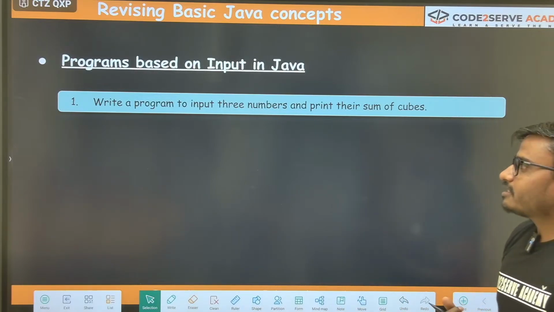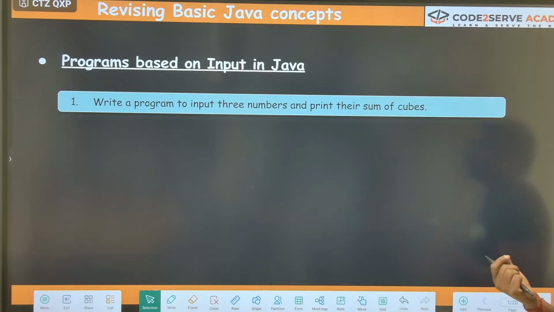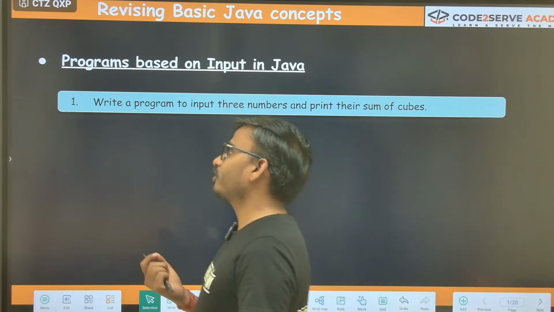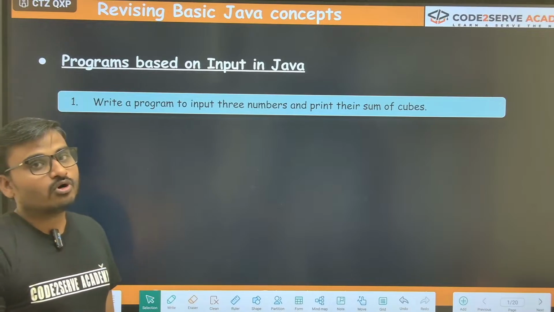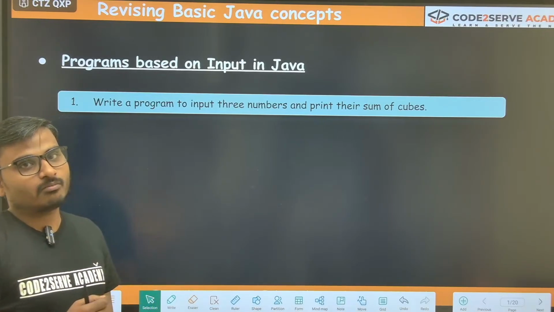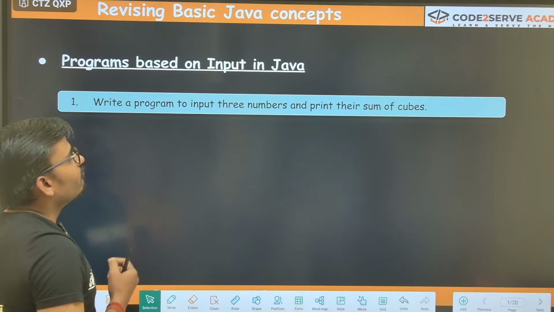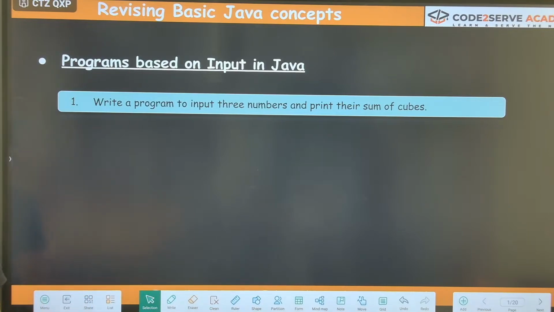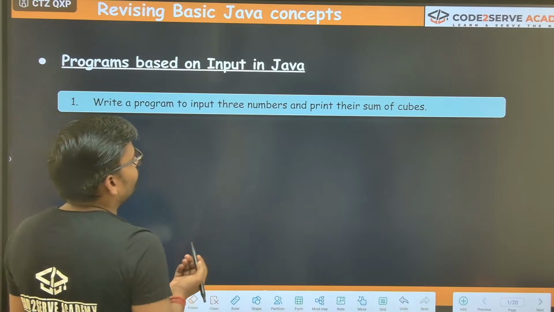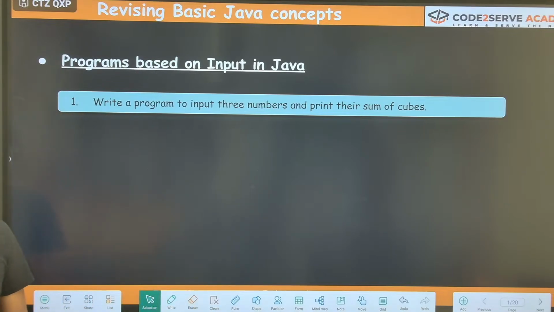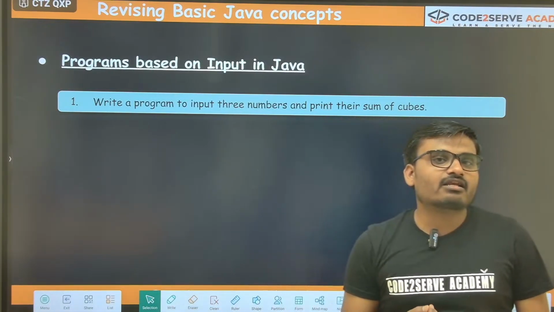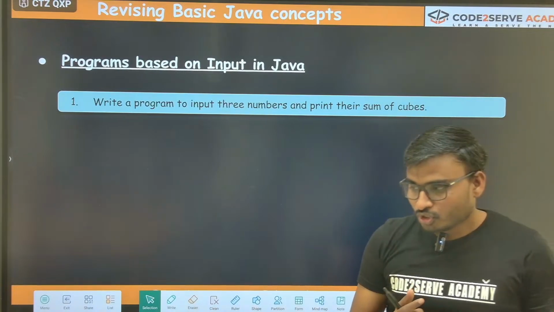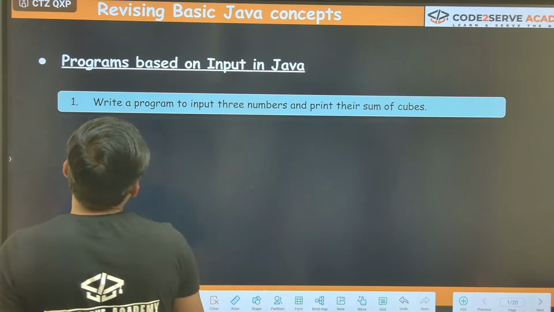So the first program is: write a program to take input of three numbers and print the sum of their cubes. So you are being told that you have to take input of three numbers and then print the sum of the cubes of all those numbers. Okay. So for this, first you have to take three numbers as input. To take input, you have to keep in mind that you first have to import Scanner. You already know the Scanner class is present inside the util package. So your first task will be to import that Scanner.